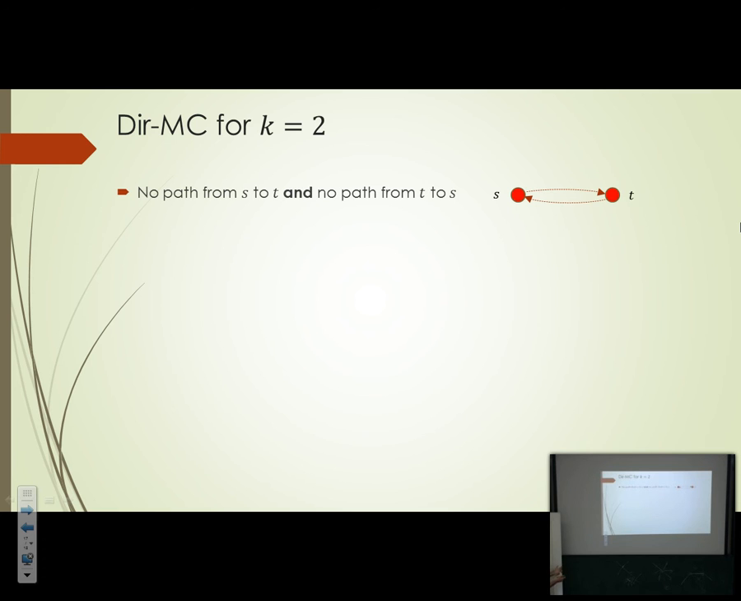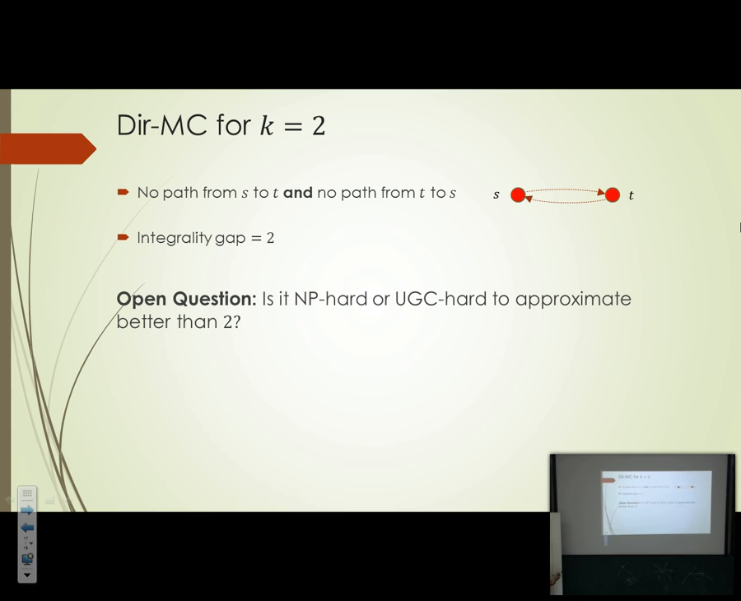With this simple problem, just two terminals, cut from S to T and T to S, can we do better than 2 approximation? We proved that the integrality gap of the LP we saw earlier, even for this case, is 2. So by that LP we cannot do better. The open question is whether it is hard to approximate better than 2.